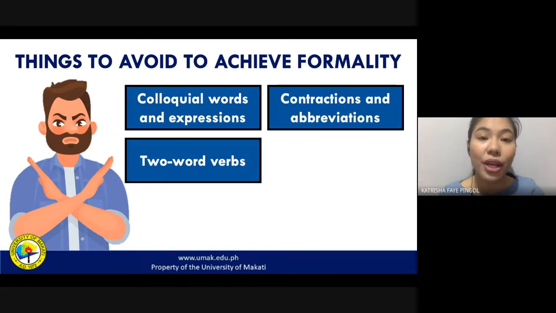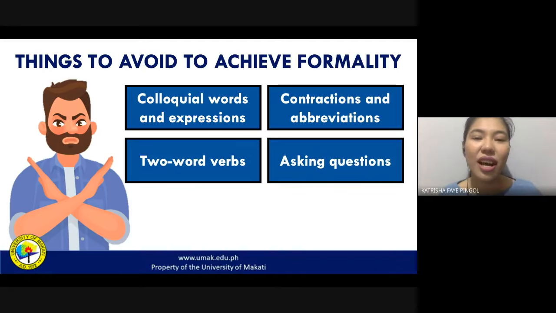Another thing to avoid is, of course, the use of two-word verbs. Two-word verbs simply refer to a verb followed by a preposition. Just like, for example, bring back. Instead of saying bring back, you can just say return. Instead of saying get off, you can say alight. So try to replace two-word verbs with a more fitting, more formal, more complex vocabulary.